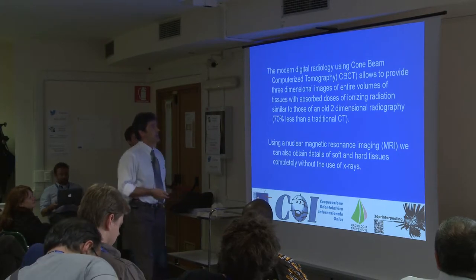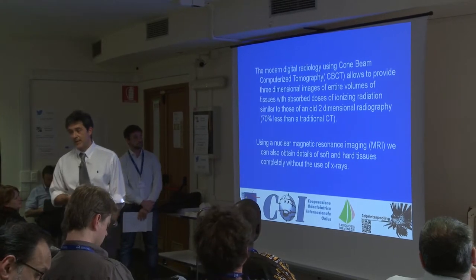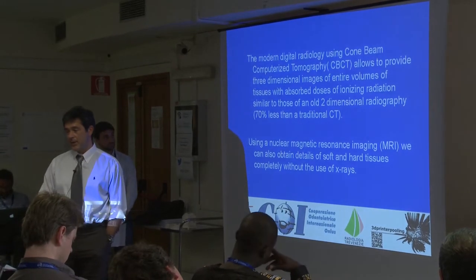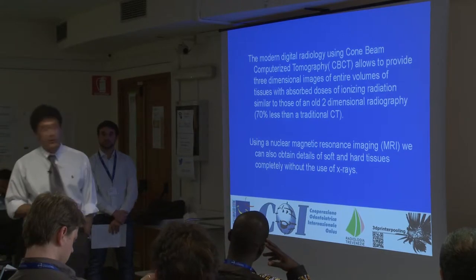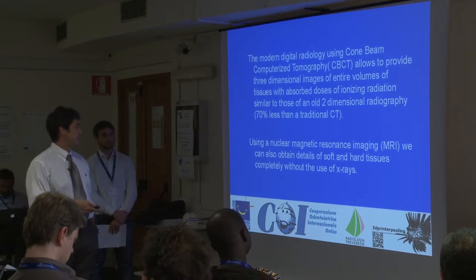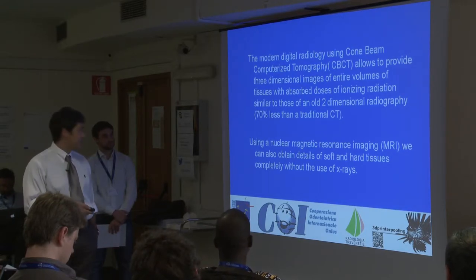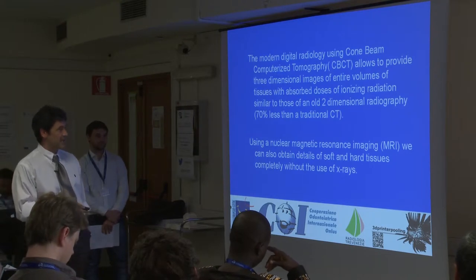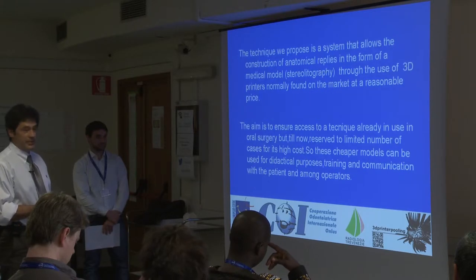The modern digital radiology using cone beam computerized tomography, CBCT, allows us to provide three-dimensional images of entire volumes of bone or tissue with absorbed doses of radiation which are similar to those of an old two-dimensional radiography, which means about 70% less than a traditional CT. Or if you prefer to use a nuclear magnetic resonance, which is a little bit more expensive, we can also obtain details of soft and hard tissue without the use of X-rays.